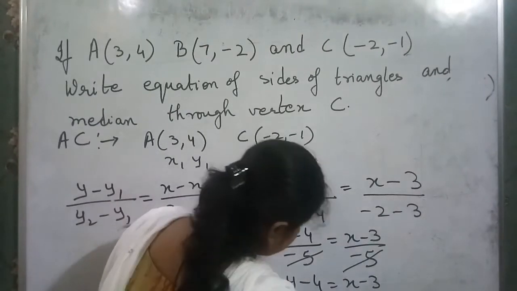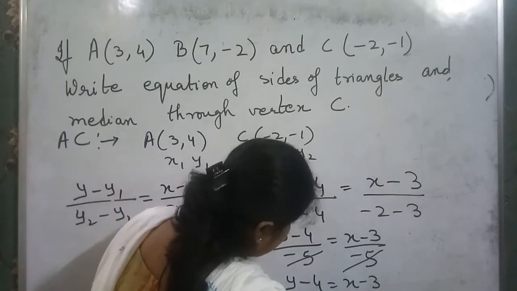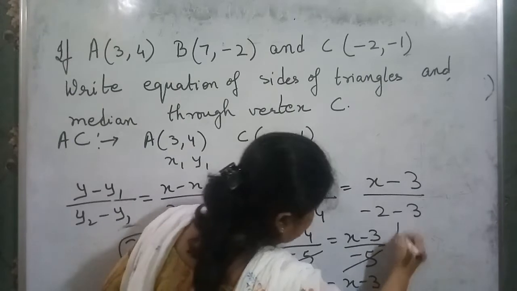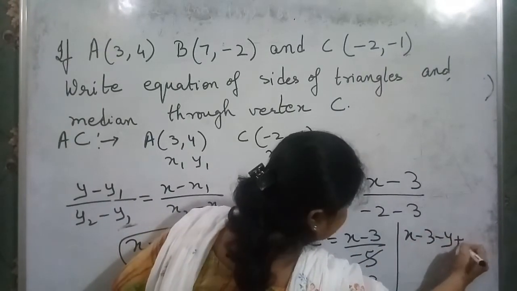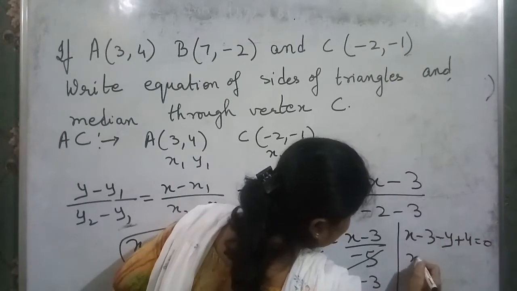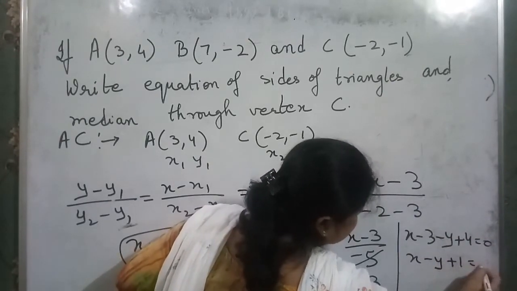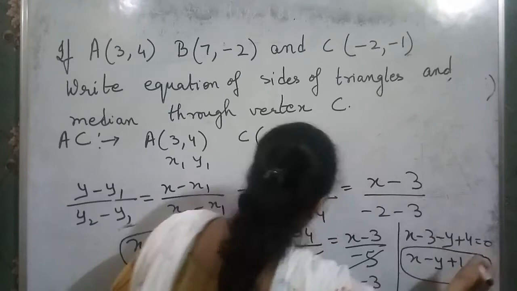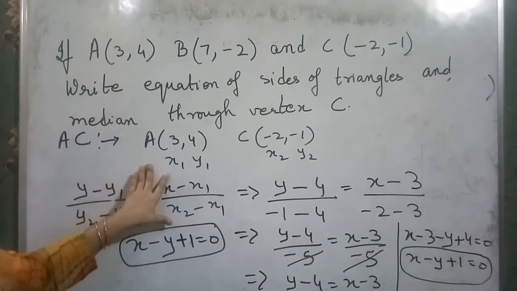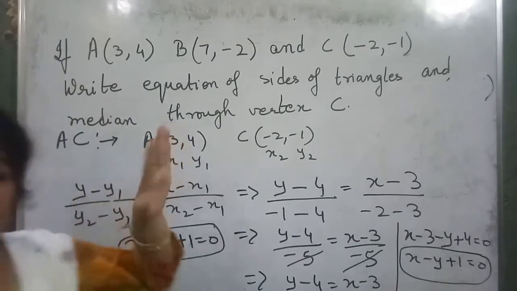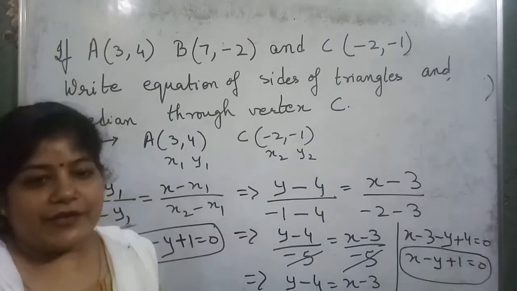How can you solve this? Take it here. So we have x minus 3 minus y plus 4 is equal to 0. So we have x minus y plus 1 is equal to 0. Clear? Which I have written here. Okay. Now in this way you can find the equation of all the 3 lines of the triangle.